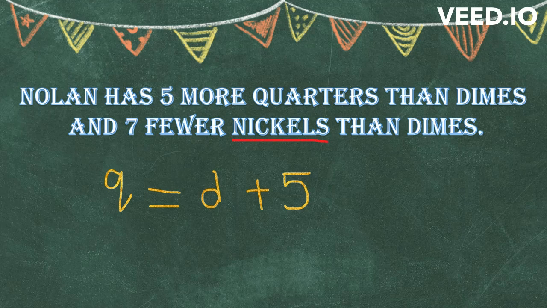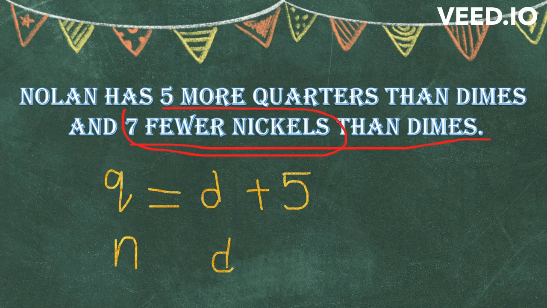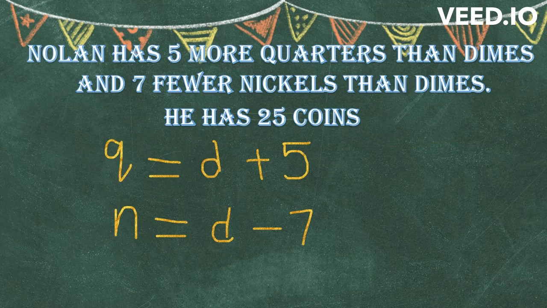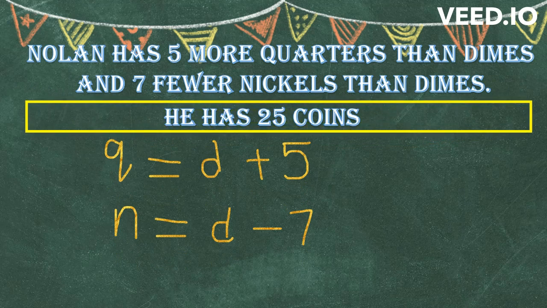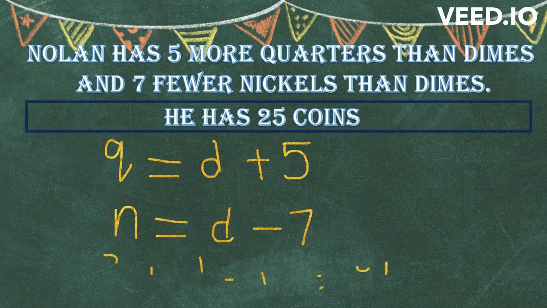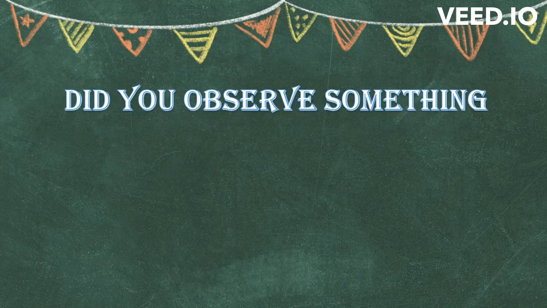He has nickels also. Say he has N number of nickel coins. So he has 7 fewer nickel coins than dimes. 7 fewer nickels. D minus 7 is N. Now if I say he has 25 coins in total, then that means Q plus D plus N is 25.